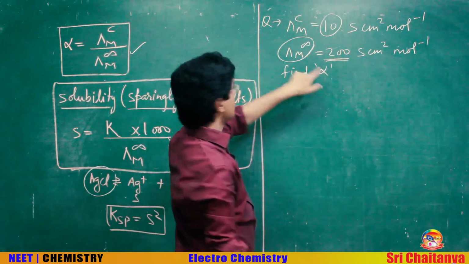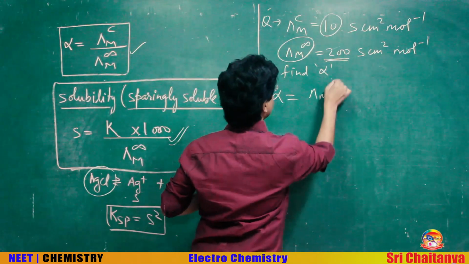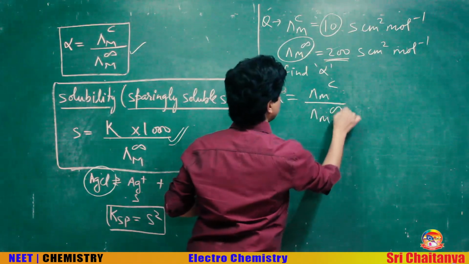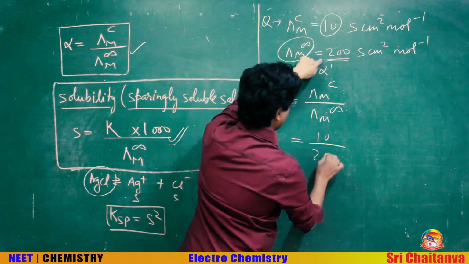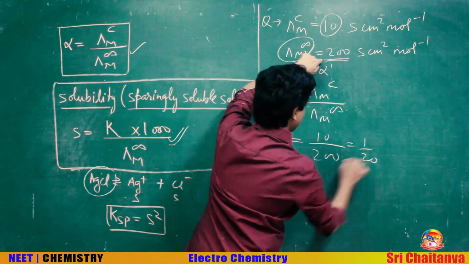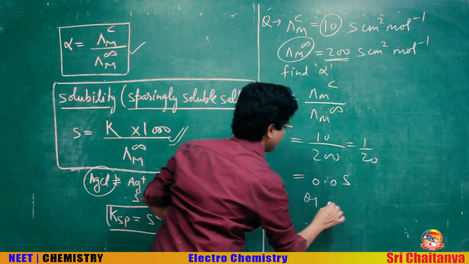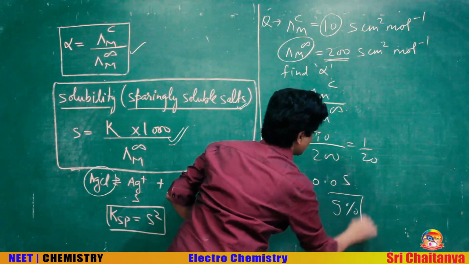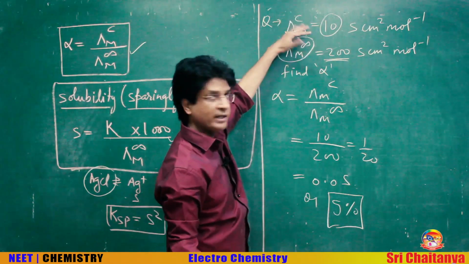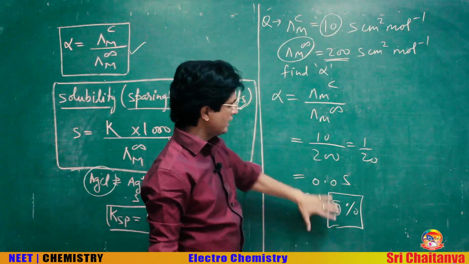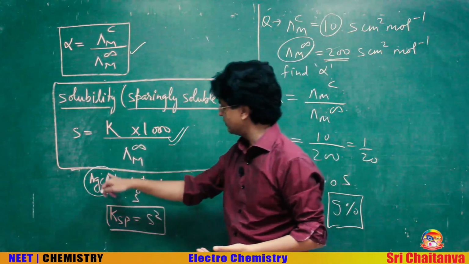Now what will be alpha? It is directly a formula based question, so alpha will be molar conductivity at given concentration upon molar conductivity at infinite dilution. This is given as 10, this is given as 200, this will be 1 by 20. Simplify that, you will get 0.05 or simply 5%. So alpha will be 5%. This signifies that whatever the salt or electrolyte is given is a weak electrolyte. Okay, now let's see an application of this formula as well.